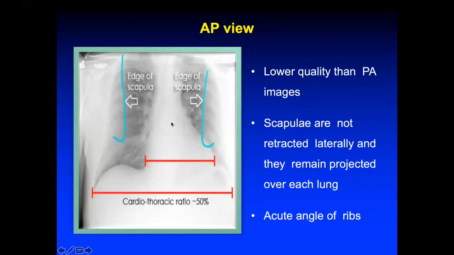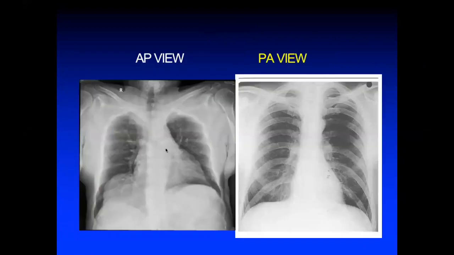and the edges of the scapula are within the lung fields, and the clavicles are obliquely placed with an acute angle of the ribs. So, a simple example: this is an AP view, and this is a PA view. Just look at the edges of the clavicle. The clavicles are within the lung fields, as compared to this, where the clavicles are out of the lung fields. The lung fields are clear.